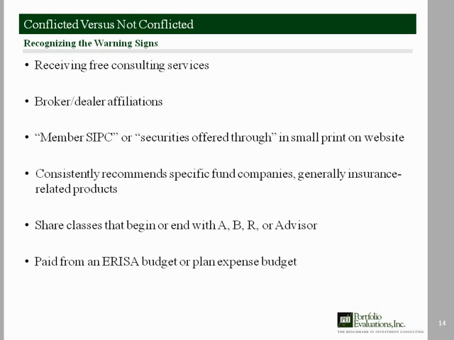Firms that have broker-dealer affiliations will say "member SIPC" or "securities offered through" in fine print on their websites. Those are usually telltale signs that there may be a conflict of interest that you need to investigate further. Companies that always recommend the same companies or funds, again, that's a possible conflict of interest. And if you're paying for your services from an ERISA budget or a plan expense account, those plans tend to have higher expenses than they really need to.